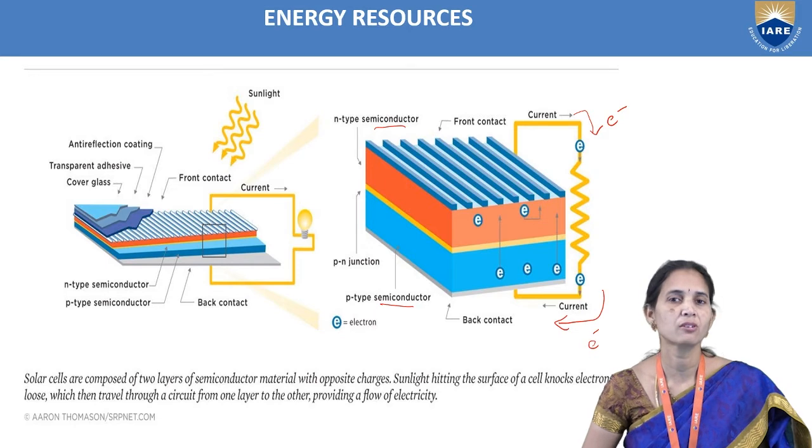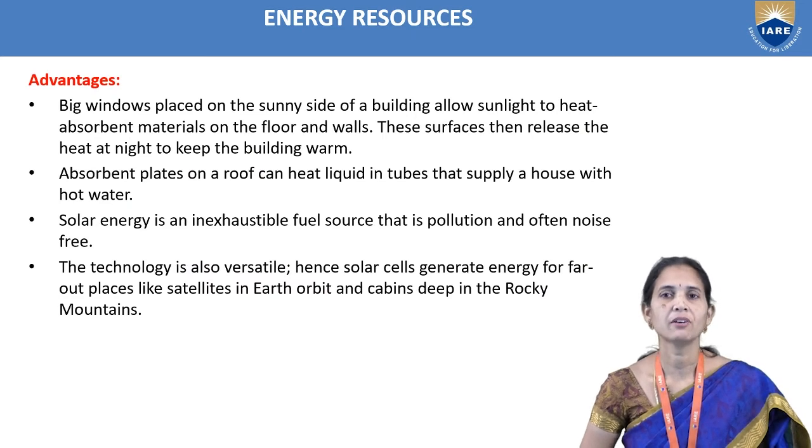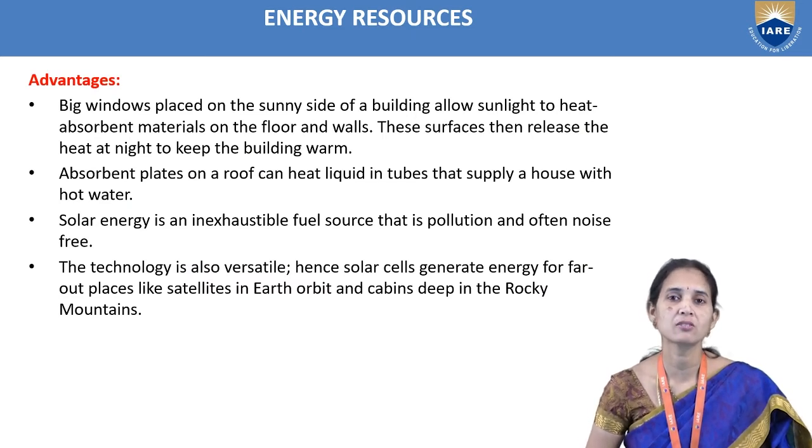So that flow of electrons is called nothing but flow of electricity. So the advantages are: big windows placed on the sunny side of the building allow sunlight to heat absorbent materials on the floor and walls. These surfaces then release the heat at night to keep the building warm. So to keep the building warm, we are using solar cells, meaning we are utilizing solar energy.